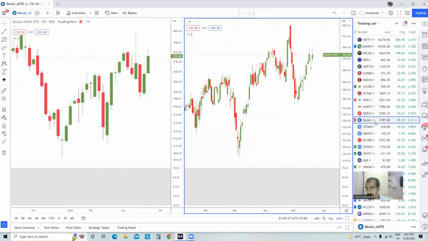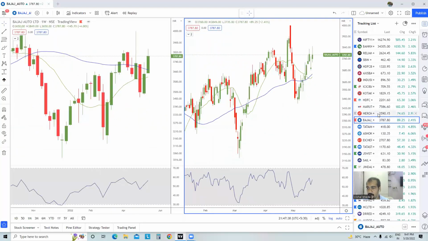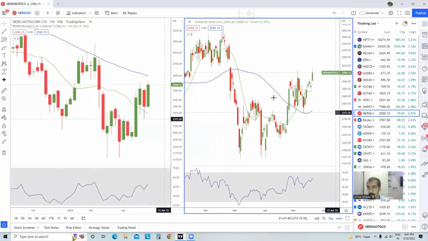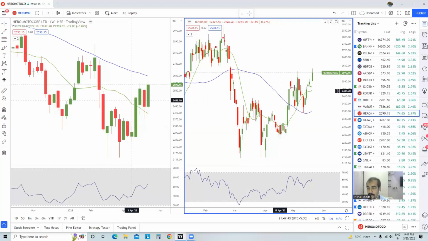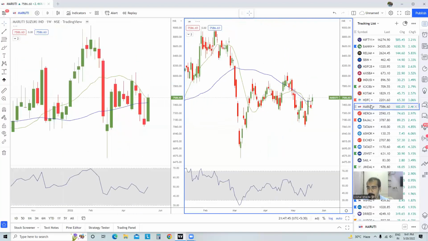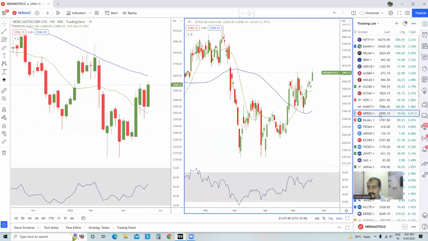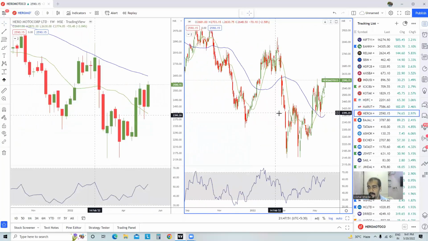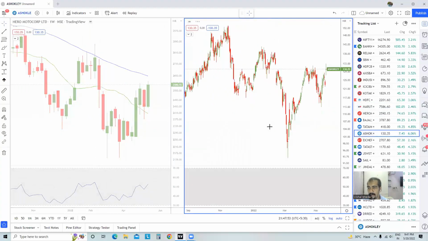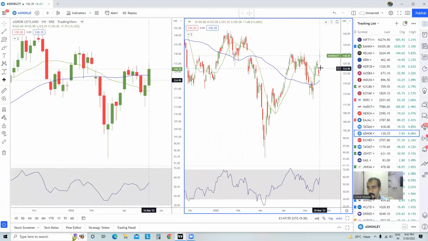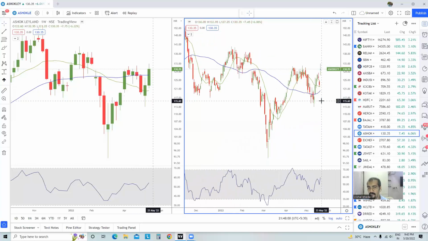So avoiding Tata Motors, if you check Bajaj Auto, Hero Moto is one which is again outperforming. Maruti is pretty much sideways. So as of now, I can see just one outperformer, which is Hero Moto. Ashok Leyland, if you check, is trying to outperform, but the candles over here are not very encouraging. So we'll have to wait and watch and see what happens over here.